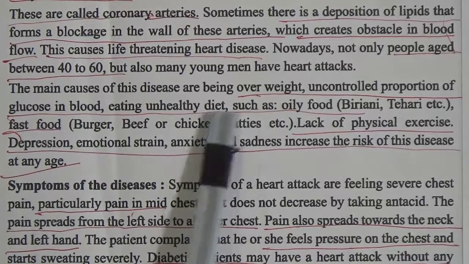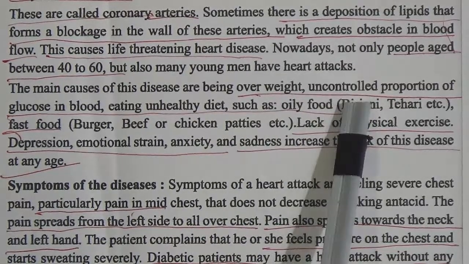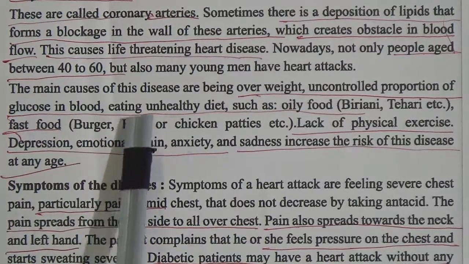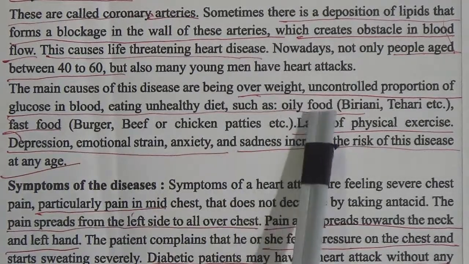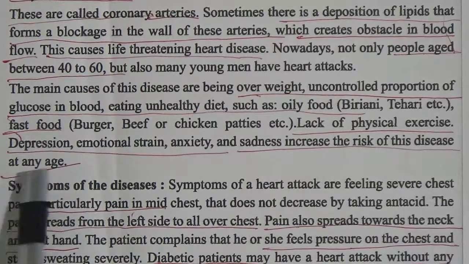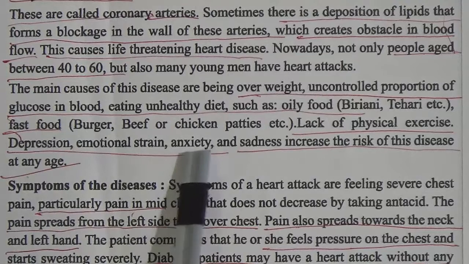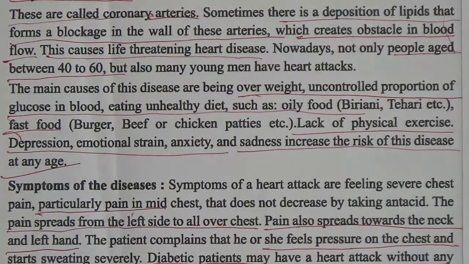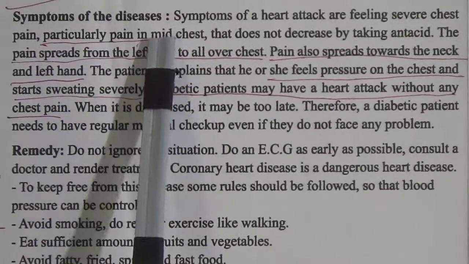And the main causes of heart disease are overweight, uncontrolled glucose in the blood, eating an unhealthy diet such as oily food and fast food, and lack of physical exercise. Depression, emotional strain, anxiety and sadness increase the risk of this disease at any age. Now come to the symptoms of the disease.